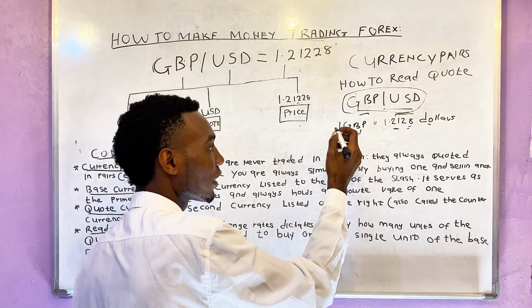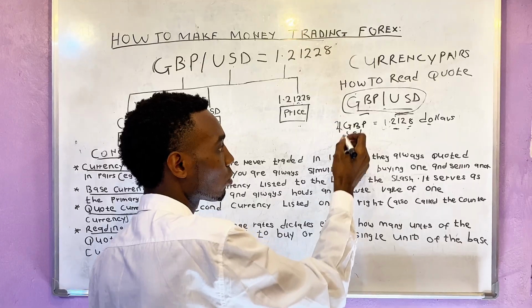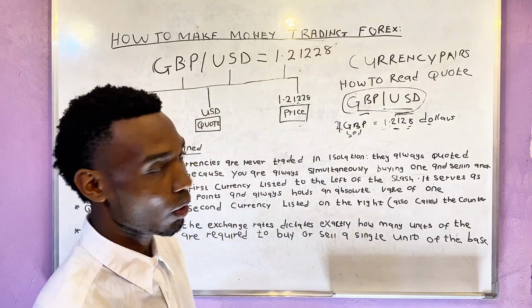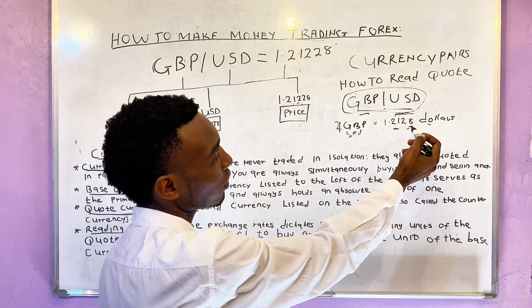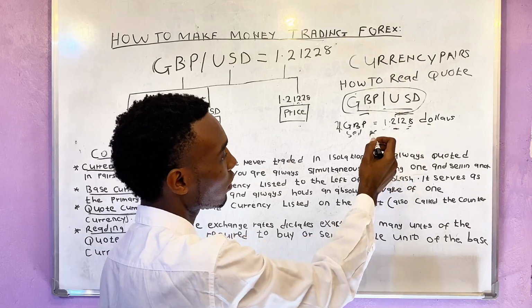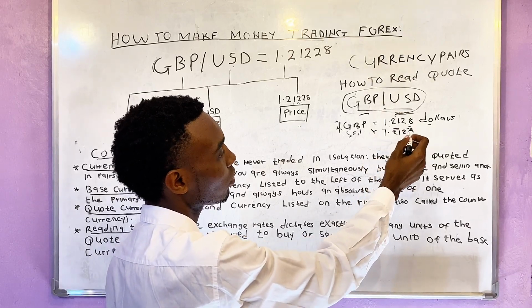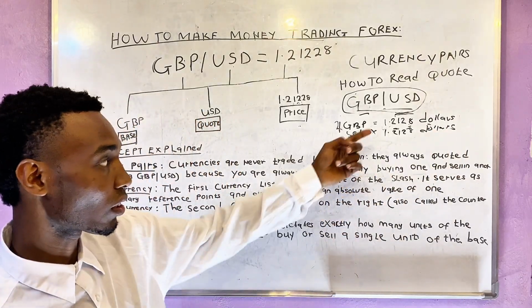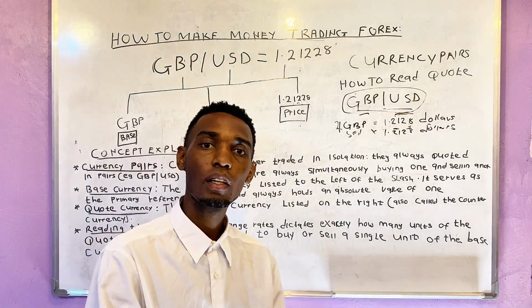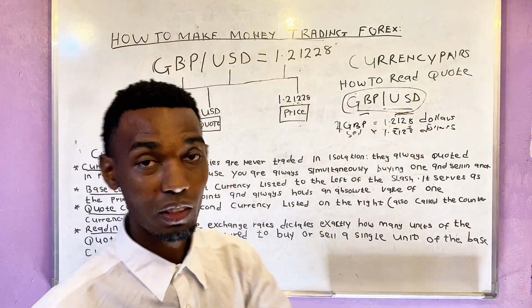Now, let's say I have 2 pounds. I want to change to US dollars. I say 2 times 1.2128 dollars, so that I change my currency to USD. That is how you trade. That is how you make money trading Forex.